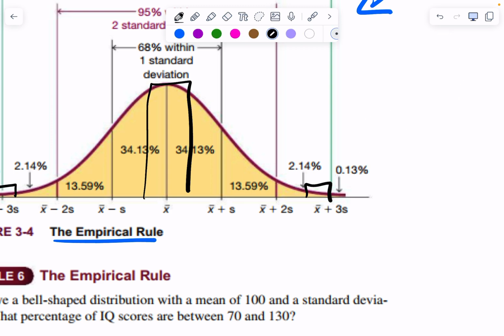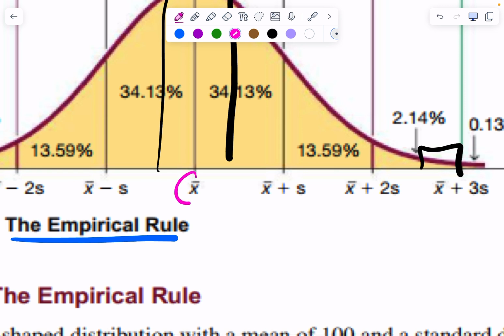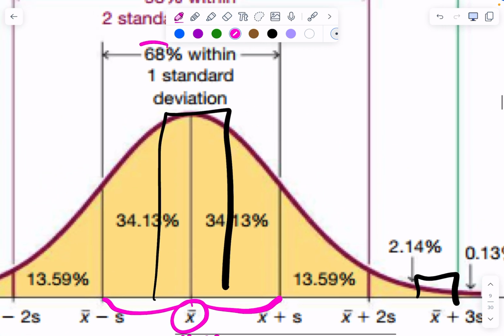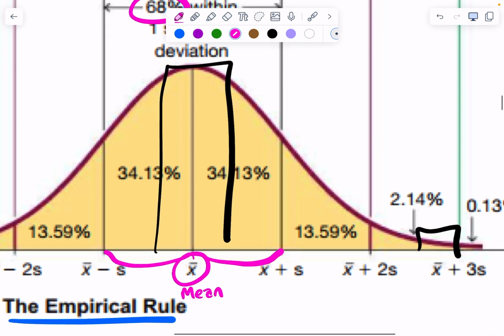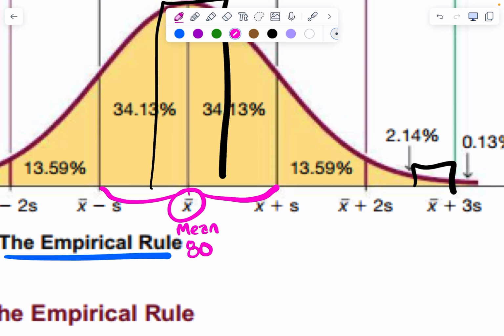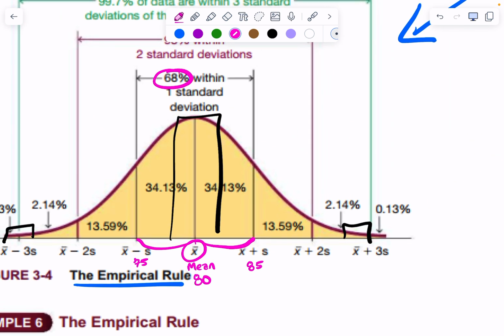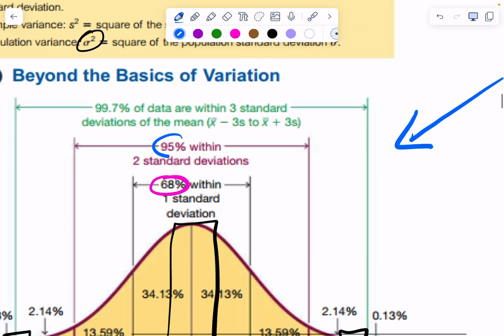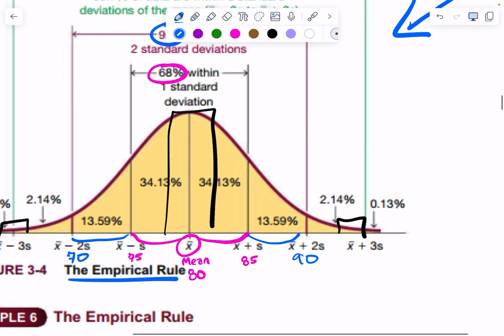If you have normally distributed data and you have your average that lives here in the middle, this is your mean. If you add the standard deviation one time and subtract the standard deviation one time, 68% of your data will live in that region. So let's say my mean is 80 and my standard deviation is 5. I can conclude, if this is a test, that approximately 68% of my students scored between a 75 and an 85. Then if I add and subtract it again, that gives me a 90 and a 70, and I can conclude that 95% of my people scored between a 70 and a 90.